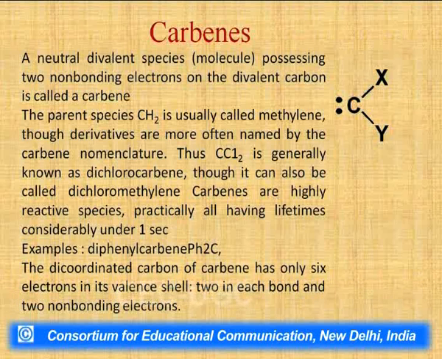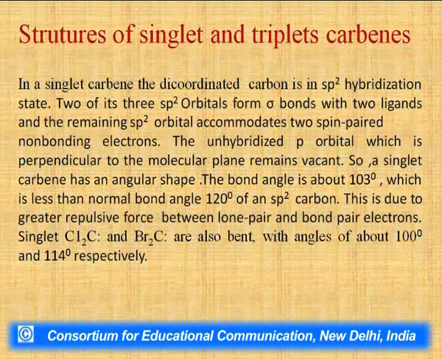Carbenes are highly reactive species, practically all having lifetimes considerably under 1 second. Another example is diphenyl carbene, in which two phenyl groups are present. The di-coordinated carbon of a carbene has only 6 electrons in its valence shell, 2 in each bond and 2 non-bonding electrons. Structures of singlet and triplet carbenes.